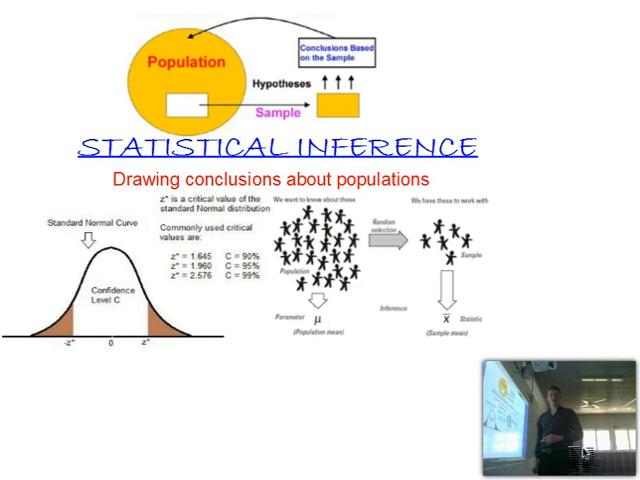Hello everyone. We are going to be looking at statistical inference. So, statistical inference is about drawing conclusions from a population. This is a population perhaps.